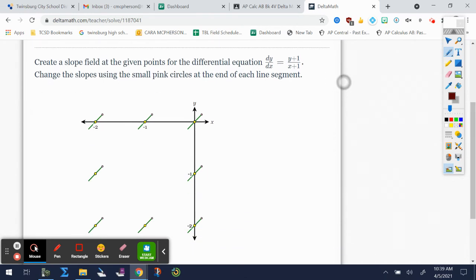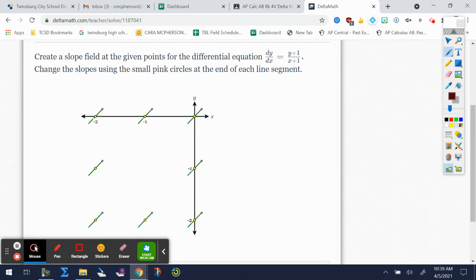So here my derivative is y plus 1 over x plus 1. And I have these points. I have noticed on the AP test, they tend to make you draw 5 to 8 little slope segments. You will be drawing them, not manipulating them on a screen. And they're not super picky as far as if it doesn't quite look like it, but your positive slope should look positive and your negative slope should look negative and your 0 slope should look horizontal. Those types of things should be easy to judge.